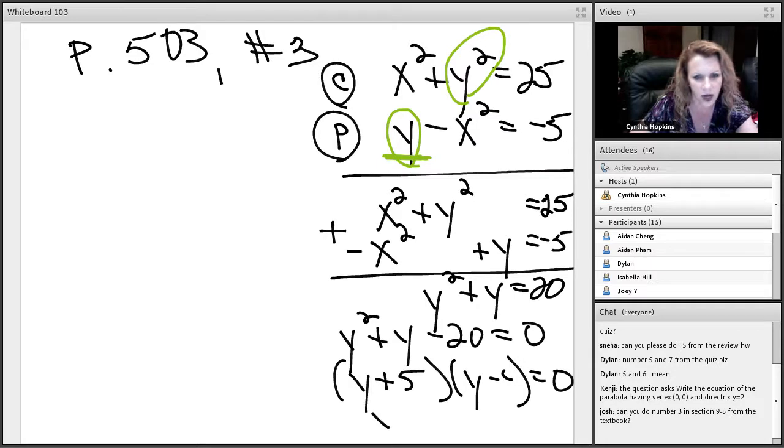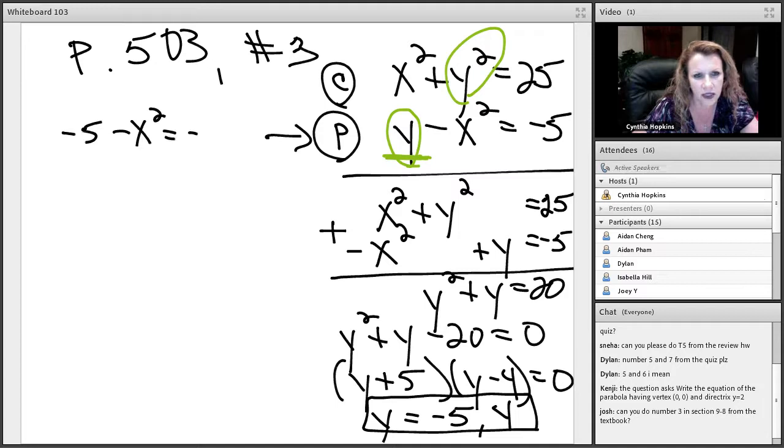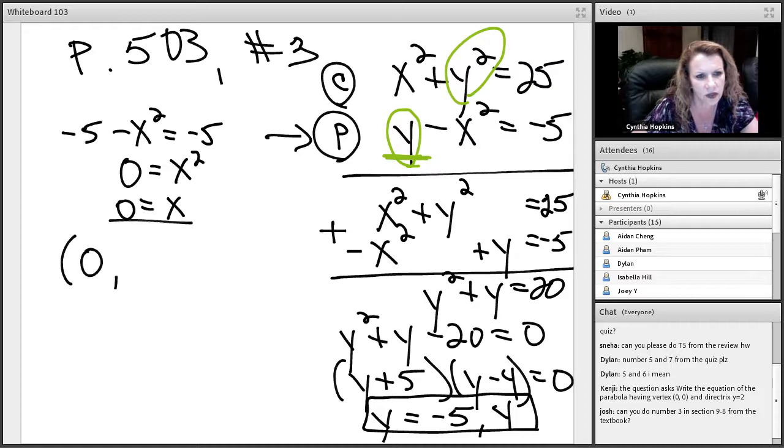Okay, that's y, oops, 4. Y equals negative 5 and positive 4. Okay, now I'm going to go back and plug that in. I think I'll plug it into this equation right here, the second one. So if my y is negative 5, then negative 5 minus x squared equals negative 5. If I add x squared to bring it to that side and then add 5 on both sides, I get 0. And so x equals 0. So I get the point (0, negative 5).